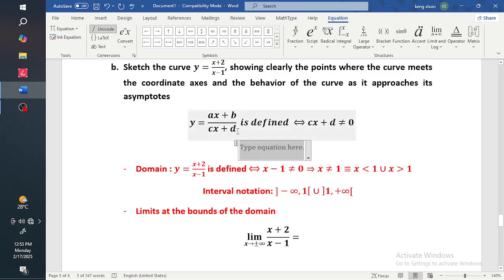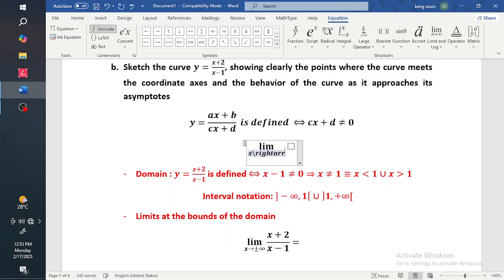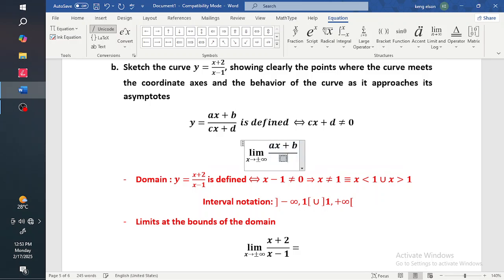If we have a rational function like this and you want to find the limit as x goes to plus or minus infinity of (ax plus b) divided by (cx plus d), it is just equal to a over c. That's the general case. There's no need to be proving it, but though it is essential, let me just try to do it.